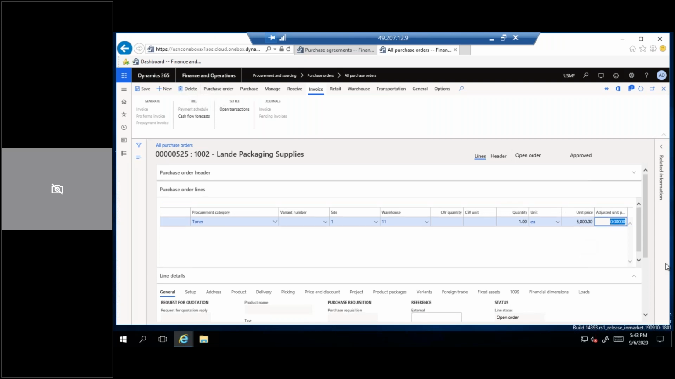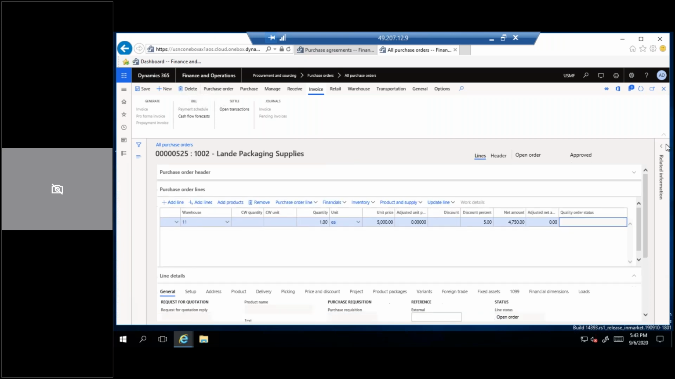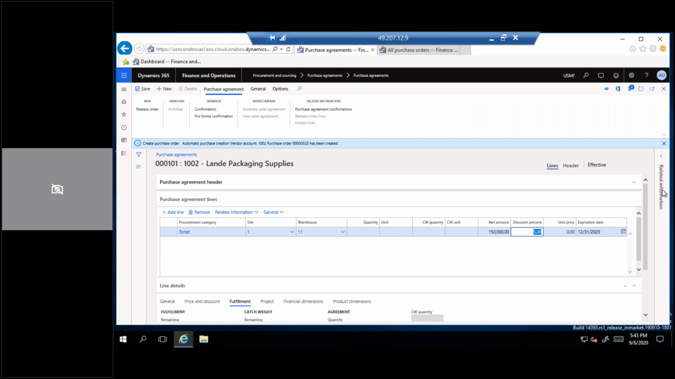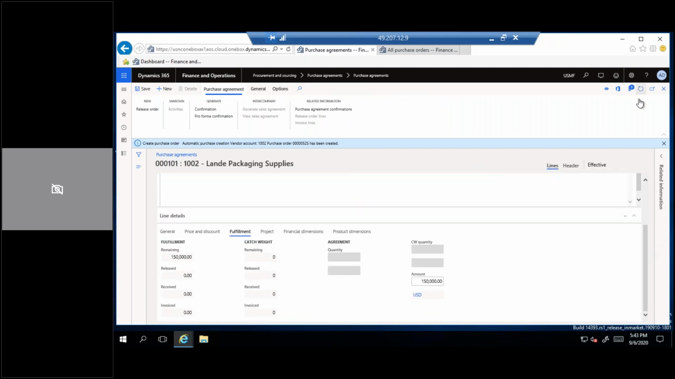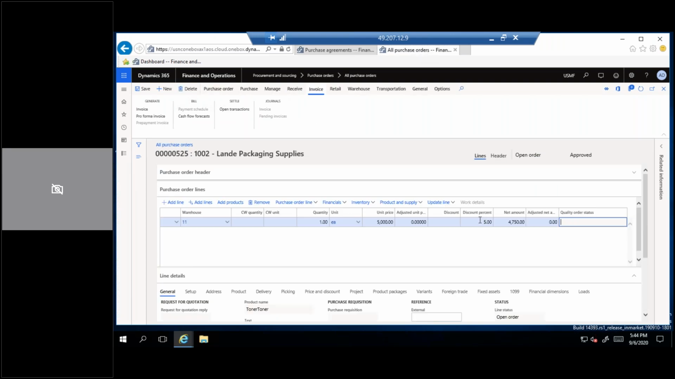So automatically the percentage is captured. I have not entered it. The percentage is captured, and it is available. If you go to the purchase agreement and look at this one, it is available. Refresh. It was updated with 4,750, because out of 5,000, I have given a 5% discount. It was automatically populated with the 5% discount.